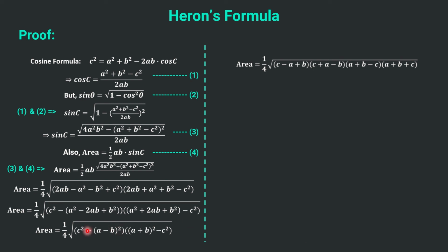So by expanding it, c square minus (a minus b) whole square will become (c minus a plus b) and (c plus a minus b). And similarly, (a plus b) whole square minus c square will be expanded as (a plus b minus c) and (a plus b plus c).